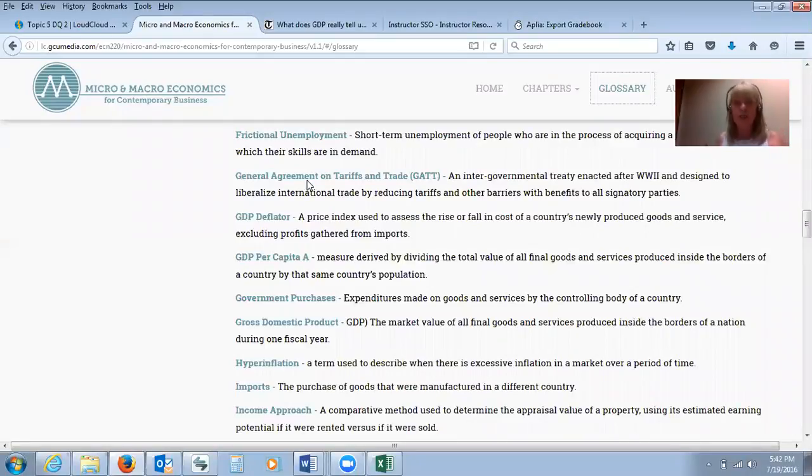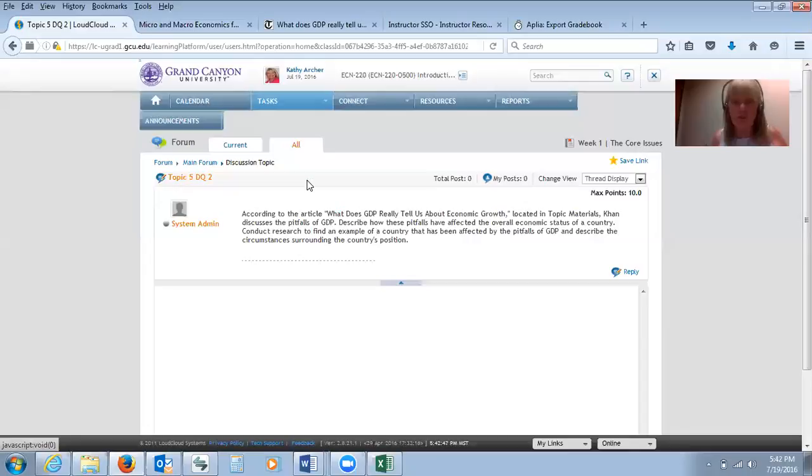So in the glossary of our textbook, it tells us that gross domestic product, GDP, is the market value of all final goods and services produced inside the borders of a nation during one fiscal year. So what we're really talking about is, what has this nation produced? And what's the market value of everything that it has produced? If you look at everything that's produced within a nation, and especially if you compare that year over year, it tells you a little something about how efficiently that nation is using its resources.